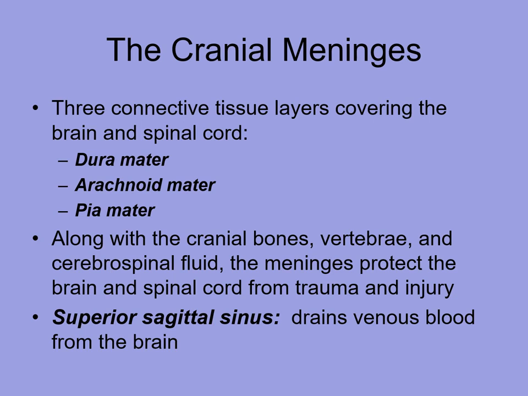The cranial meninges. This is a multi-layer connective tissue that covers the brain and the spinal cord. There are three main layers of this. If you're starting superficial and working deep, the three layers are the Dura Mater, the Arachnoid Mater, and the Pia Mater. What happens is the meninges are helping to surround and protect the brain and the spinal cord from trauma, from injury, and along with the meninges, you're going to have what we call the superior sagittal sinus. This is going to drain venous blood from the brain.